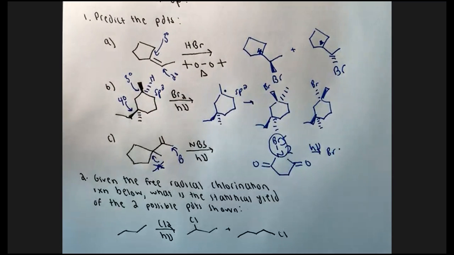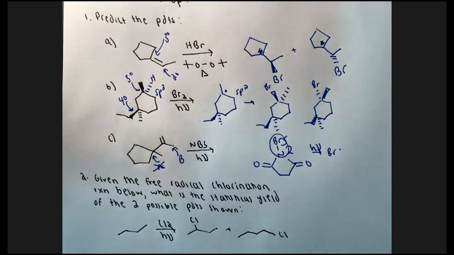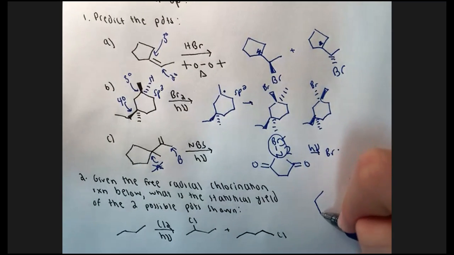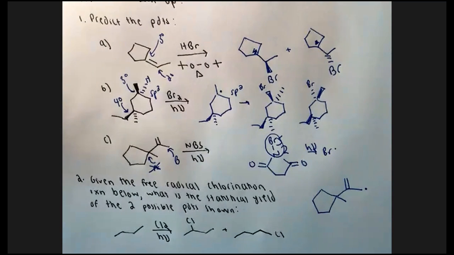So there's no way that we could form a radical at allylic position A. But on position B, there's 3 protons. So yeah, we can form that allylic radical there. So let me just draw our main intermediate. Our main intermediate is actually this allylic radical.